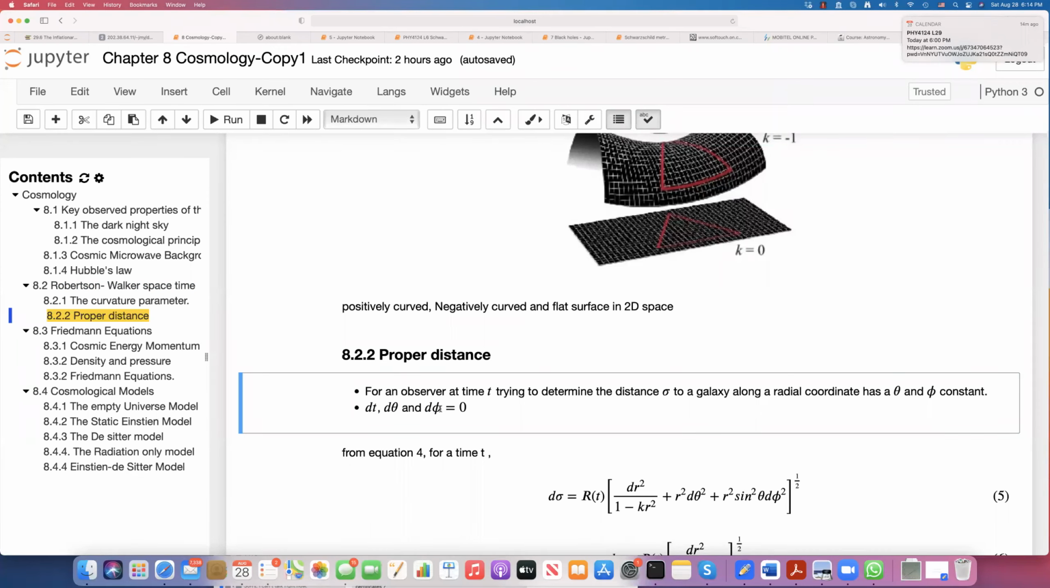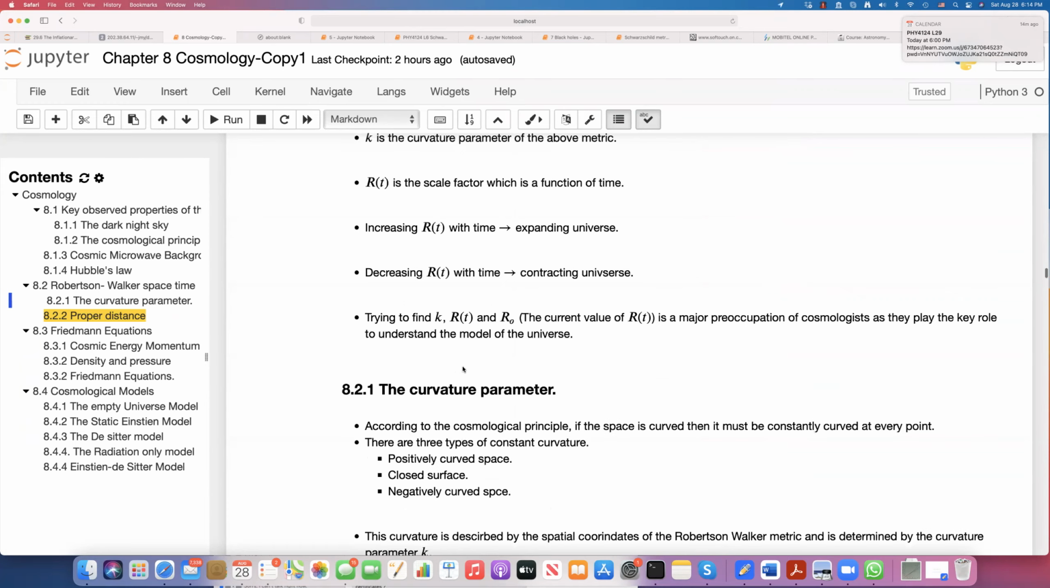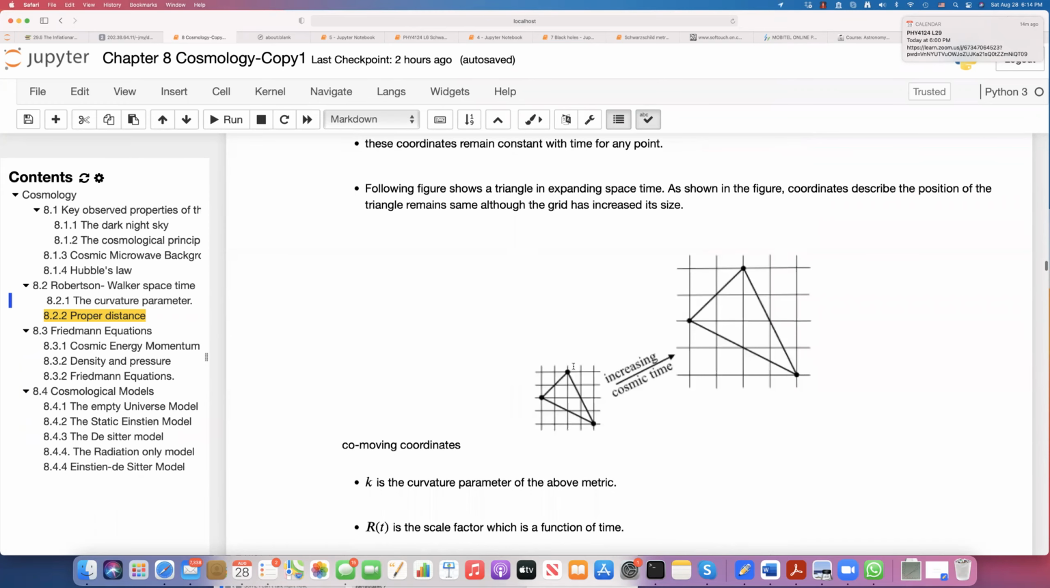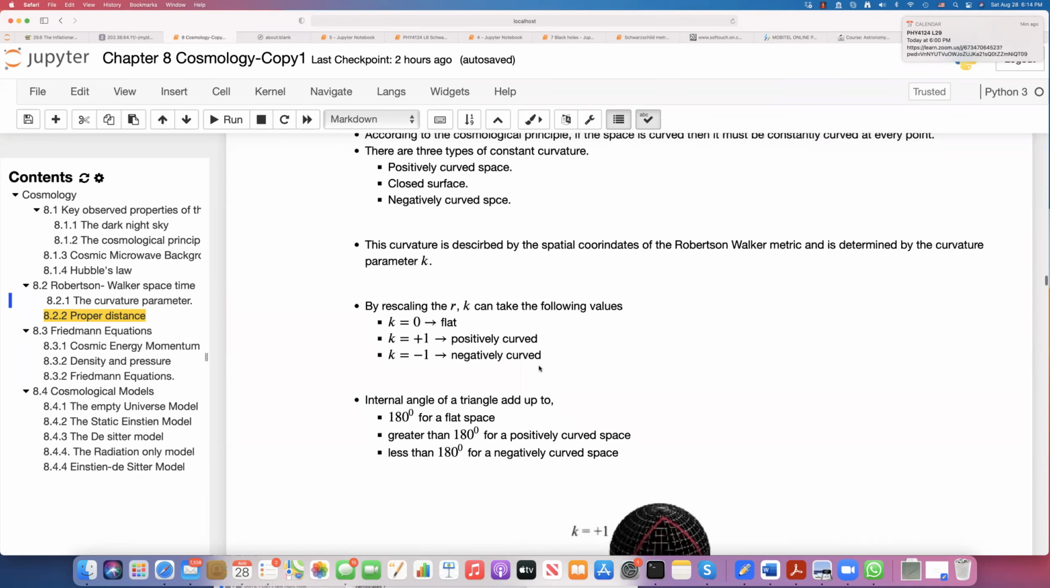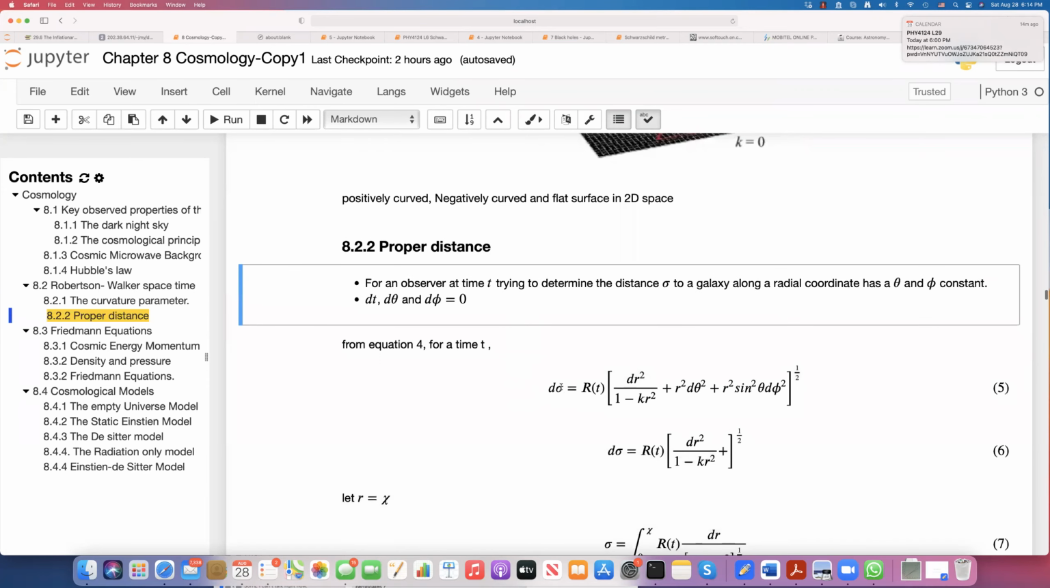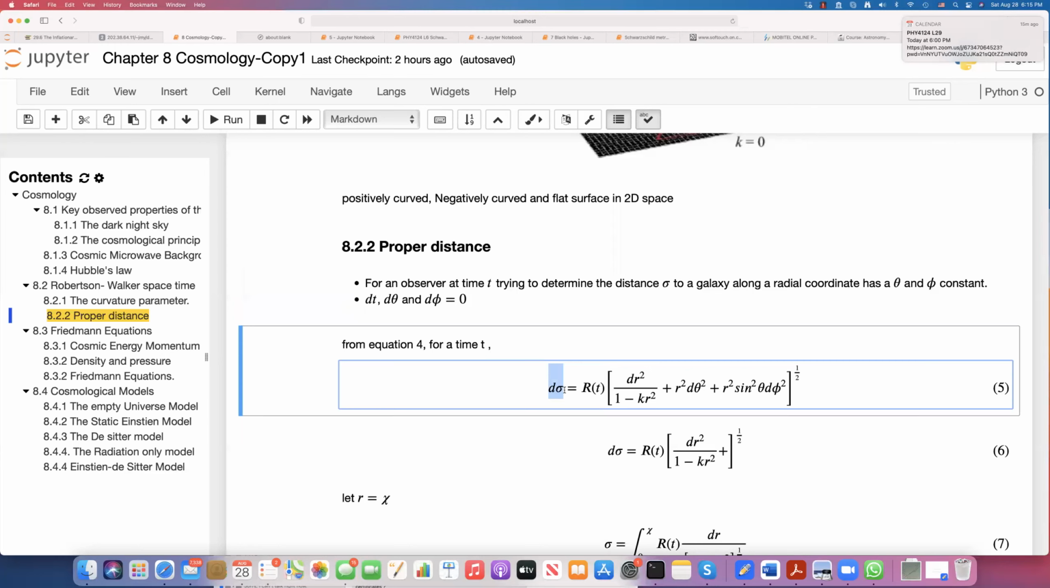Now, if you go back to equation 4, which is this equation right here, basically the Robertson-Walker metric, and from the previous chapters, you know that this ds squared is the line element, which you can write in this way directly as d sigma. If you can't remember this, just go back and look at the previous chapters. I have mentioned it before.